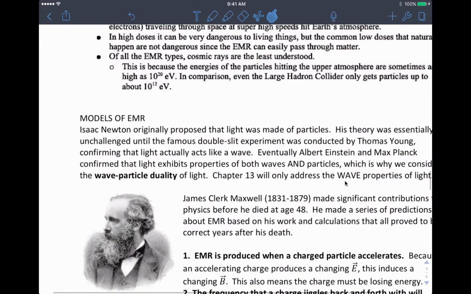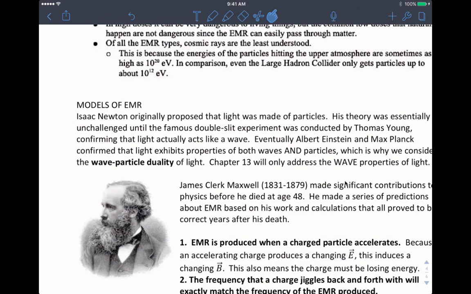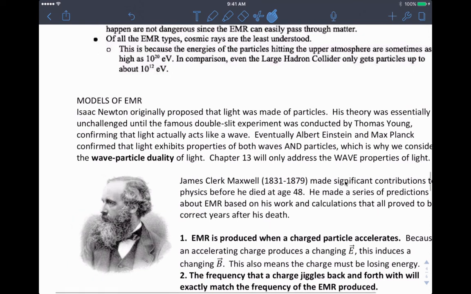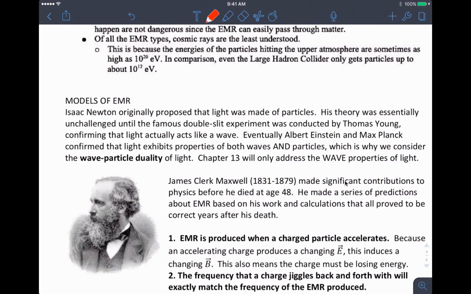So I want to just touch on this aspect here. Initially, even in the days of Isaac Newton, actually Isaac Newton was convinced that light was a particle, that it was made of corpuscles, he called them. And his theory kind of was unchallenged until this guy shows up, Thomas Young. We're going to learn about his double slit experiment, which proved that light was a wave.